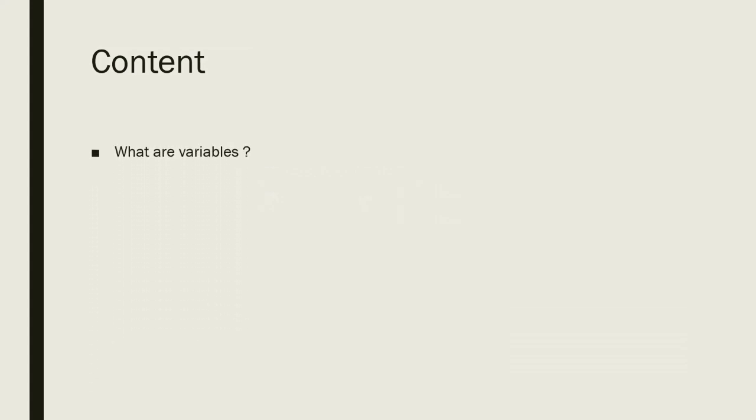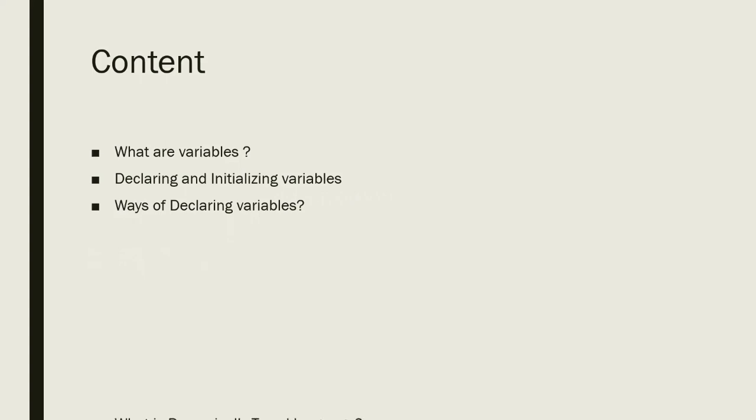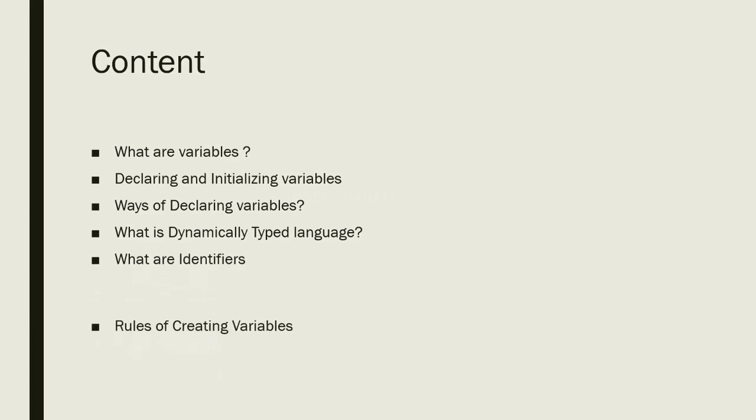First we will understand what variables are, then how to declare and initialize variables, and how many ways there are to declare variables, and what a dynamically typed language is, and what identifiers are. There are some rules for creating variables. We are going to see that, and finally we are going to end with a quiz. Okay, we are going to learn all this content in this session. So let's move on to my computer screen and let's get started.